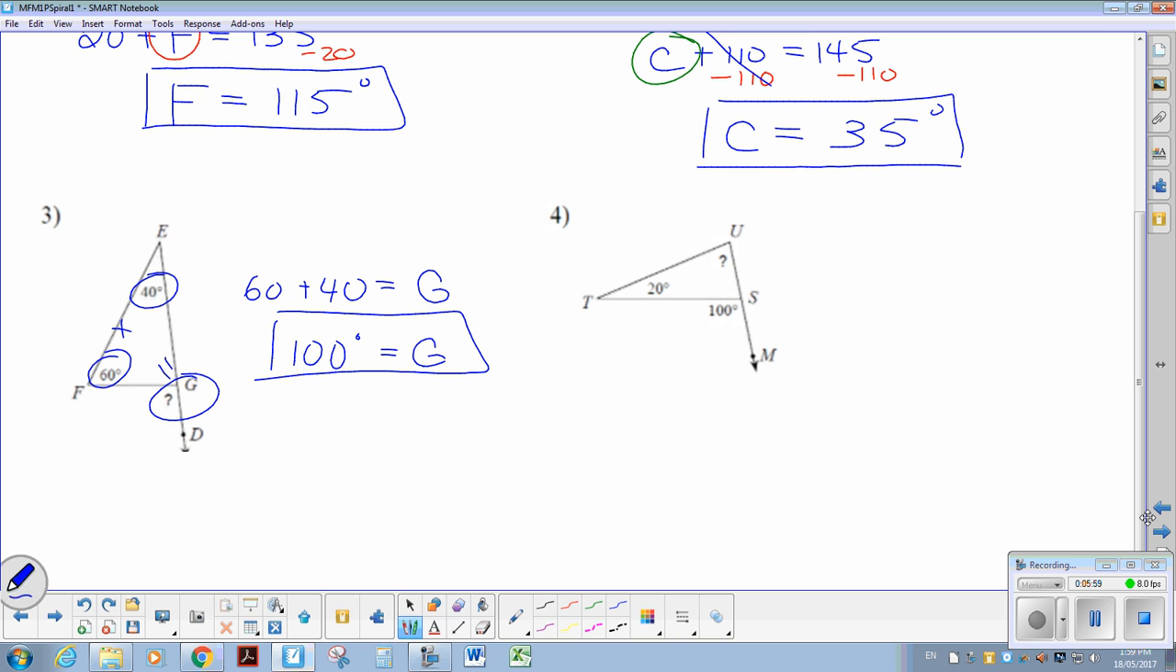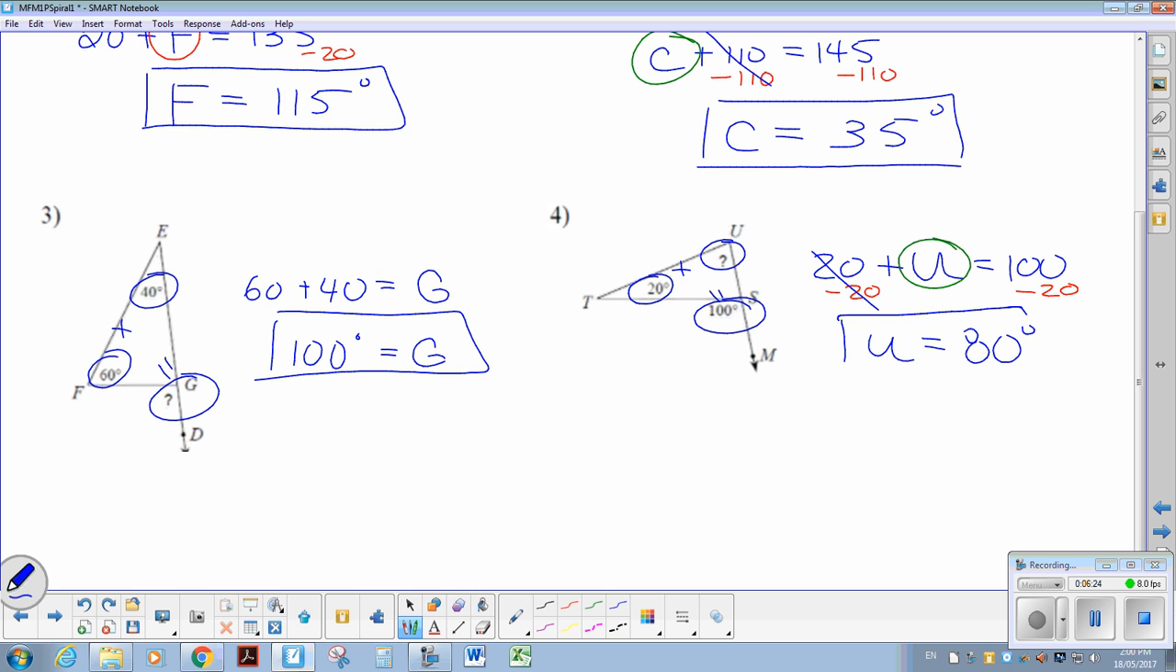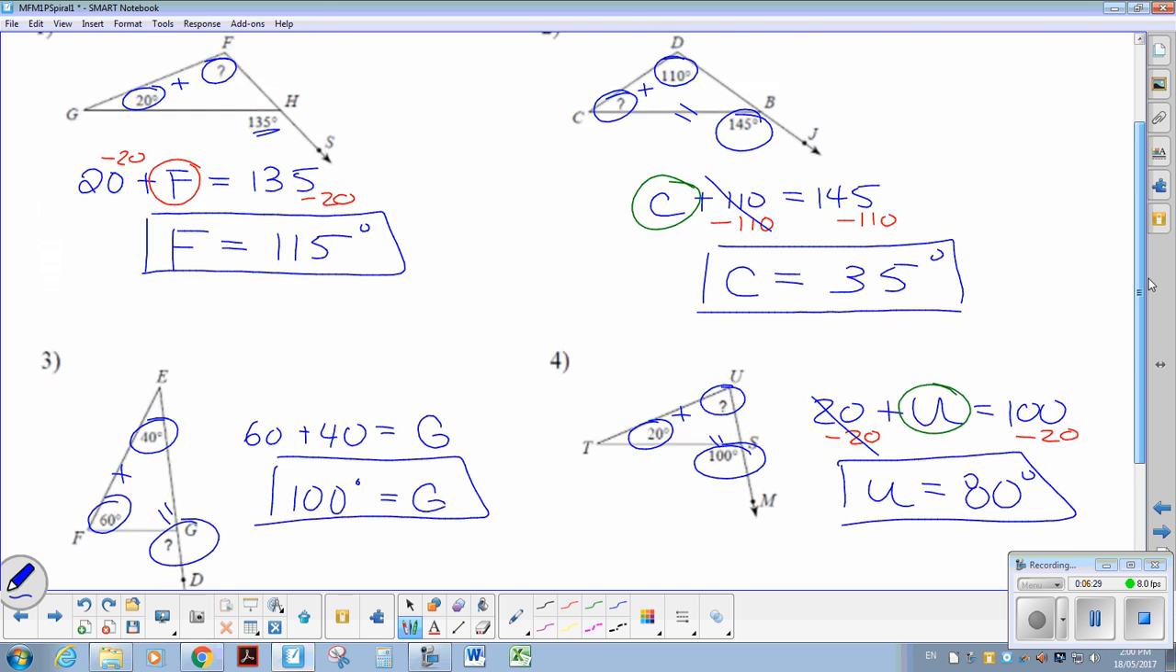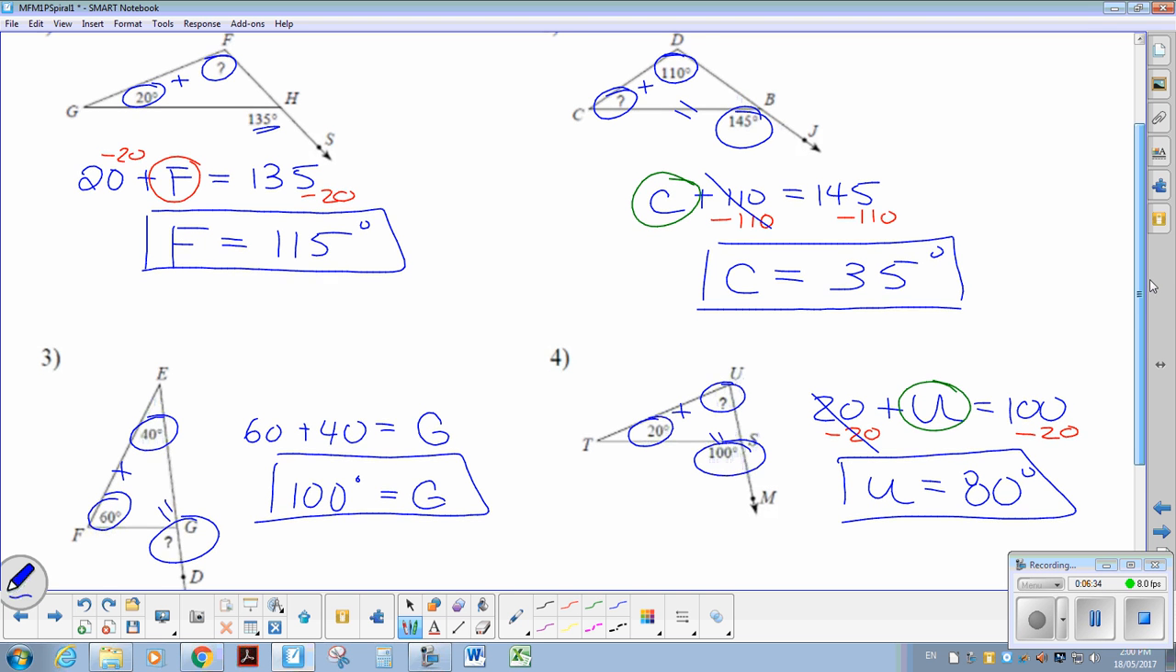My last example on this page, again, that angle, T plus U, will equal your exterior, so 20 plus U equals 100. We want to isolate for U, so we're using our algebra skills. We need to get rid of our 20. Whatever we do to one side, we need to do the other. So that means U would be 80 degrees. So all those examples are very similar, using the same property. Those two interiors are equal to the opposite exterior.